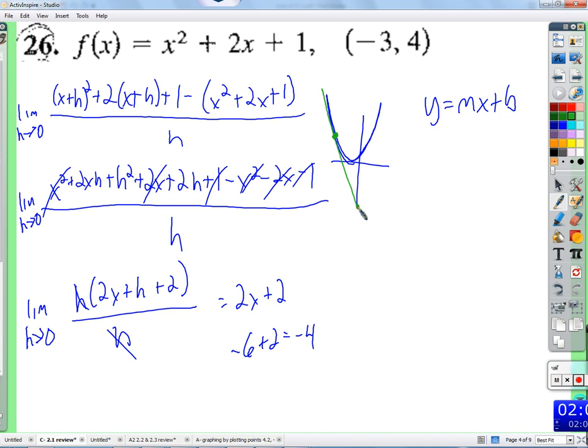Well, we're missing this guy right here, right? Yeah. We do know this. It's got to go through that point, negative 3, 4, right? Because it's tangent to that curve, so it must go through that same point. So we put all that together, and what do we do here?